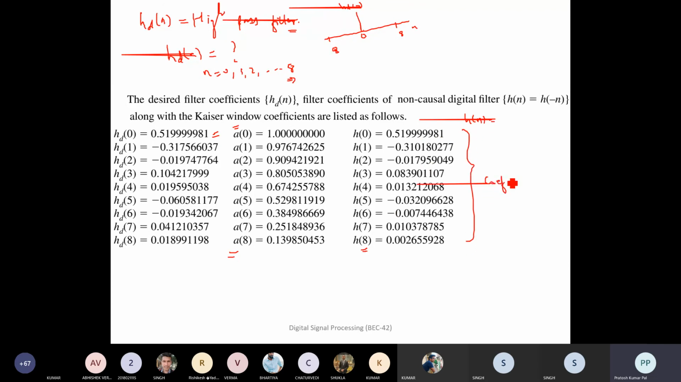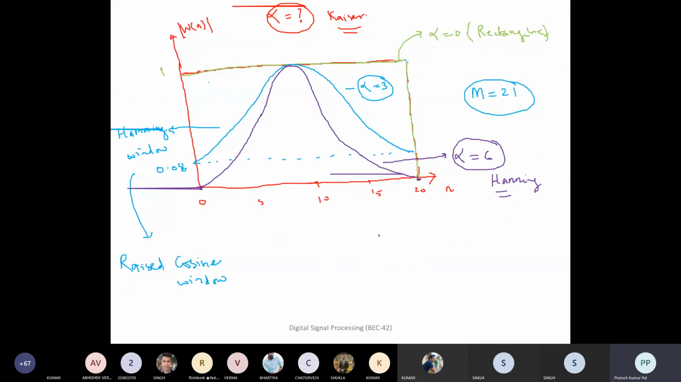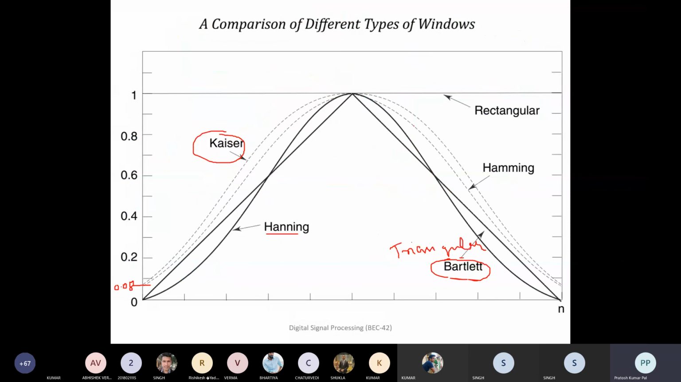Once we have found the coefficients, we can use them to find H of z using the Z transform. The expression for the Z transform is the sum from minus infinity to infinity of h of n z to the power minus n. This is the Z transform expression we will use to find the digital transfer function. This is how we should proceed in examples for the case of the Kaiser window.